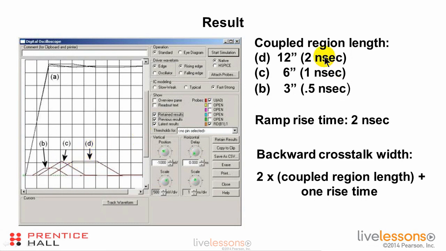In simulation D, we have a 2 nanosecond coupled region. So 2 times 2 is 4, plus 2 is 6. So this pulse width should be 6. And there's 1, 2, 3, 4, 5, 6. So all of this fits together just like it should.